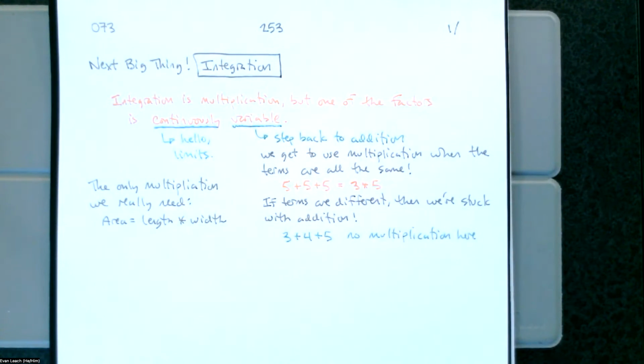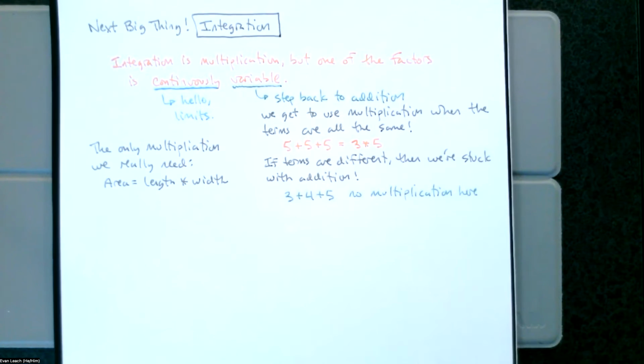For functions of a single variable, the only multiplication that we really need is length times width. All those extra applications of integration were just applications of multiplication. Whenever you multiply, you can turn that into an integration problem. All you need to do is take one of the factors and make it continuously variable. So if our length is constant over the entire width, then we get to use multiplication.